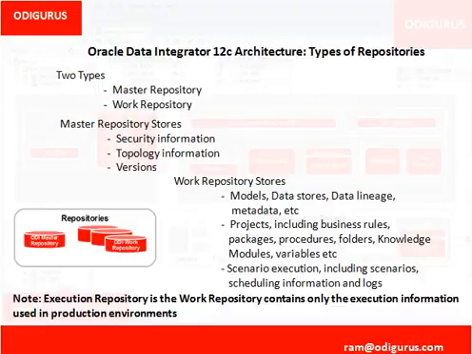We have to note an important point here. If a work repository contains only the execution information, usually it is called an execution work repository, and the execution repository should be used for production environments.